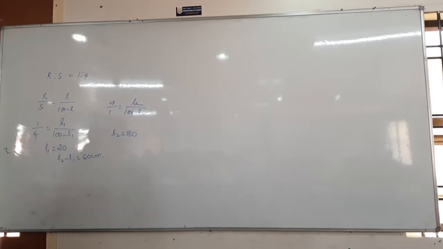R. The shunt resistance is 10 ohms, which is given. Shunted is nothing but whichever resistor you are doing the shunt on, that is the shunted resistance. The R value you have to find out. Find the R value.